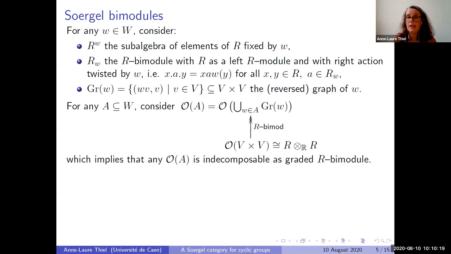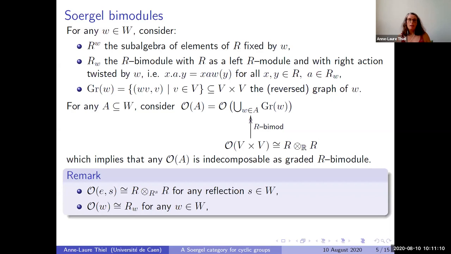And since this union of graphs is a subset of V cross V, this means my ring O(A) is a quotient of the ring of regular functions on V cross V, which is isomorphic to R tensor with itself, R meaning O(V), tensor with itself over the reals. And in particular, as being a quotient of this one, it's generated by 1 tensor 1, and hence it is an indecomposable graded R-bimodule, whatever the subset A I choose.